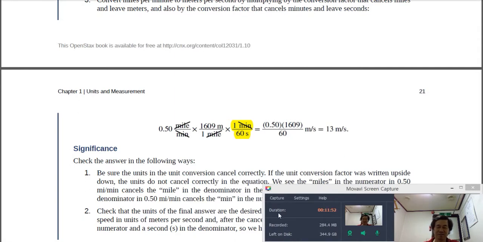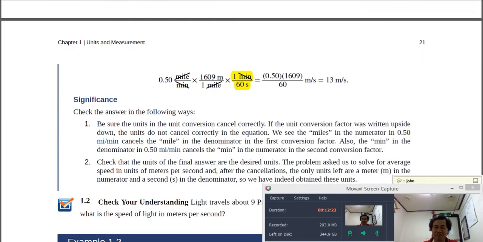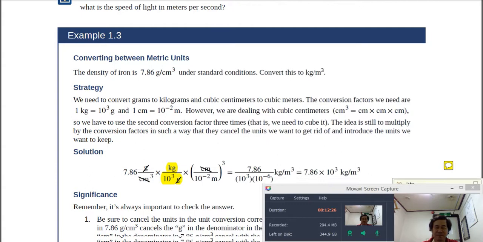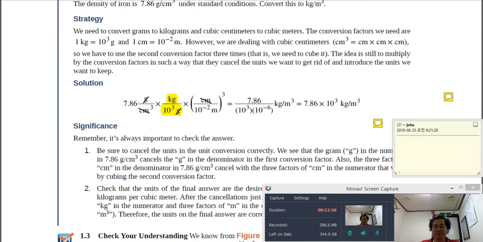And then the conversion factor for the time is 1 minute divided by 60 seconds. For instance, let's say this is the velocity. I think it's not very important, so yeah, that's the conversion factor for the time. And for kilogram and gram, we have 1 kilogram divided by 10 to 3 grams, so we can convert the mass unit.